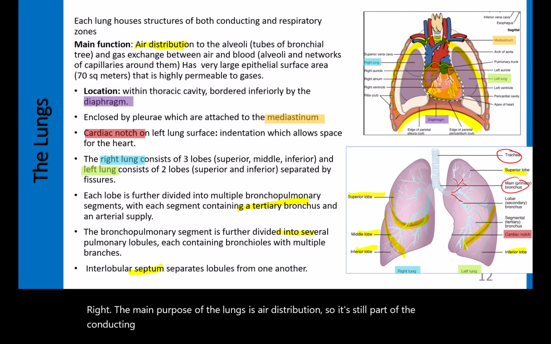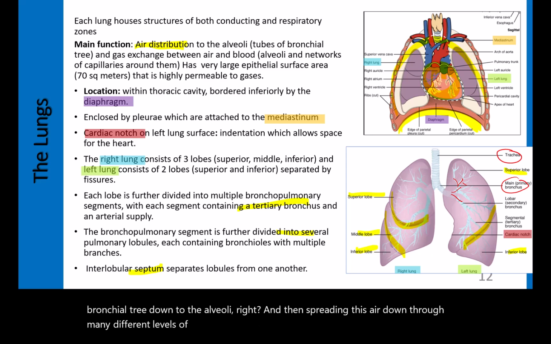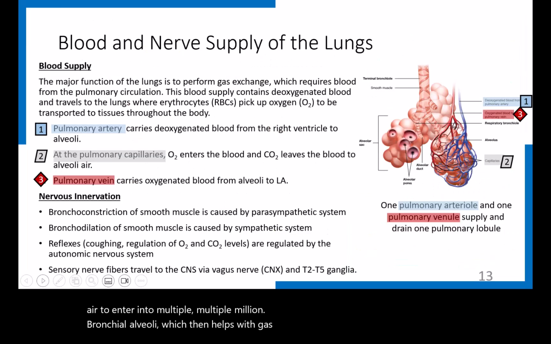The main purpose of the lungs is air distribution, so it's still part of the conducting zone. So it distributes air from the trachea down into the various levels of the bronchial tree down to the alveoli, right? And in spreading this air down through many different levels of the bronchial tree, it actually allows the air to enter into multiple millions of alveoli, which then helps with gas exchange.